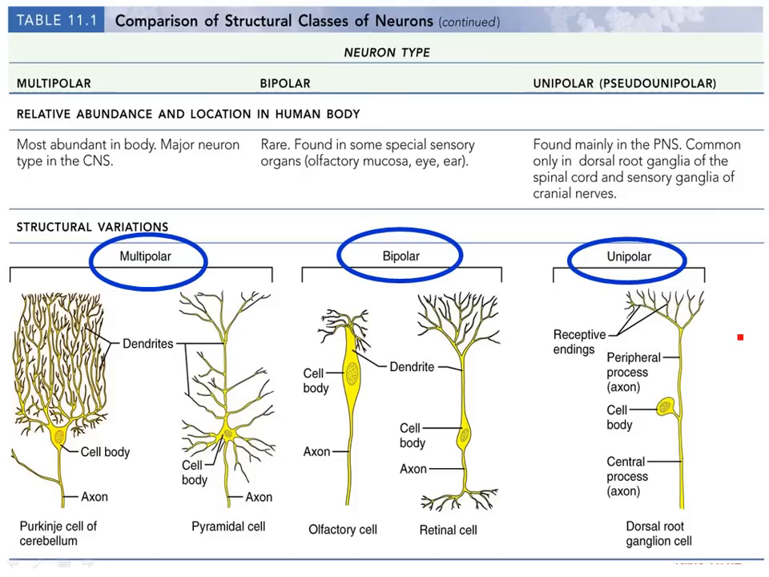If there are exactly two processes coming off the cell body, that's a bipolar. Bipolars are fairly rare. They're found in specific sensory organs, the eye, the ear, the olfactory mucosa, but they're pretty rare except in those spots. Then lastly, we found the unipolars, one process coming off the soma. Those are the sensory neurons, so they're primarily peripheral nervous system. Their cell bodies are in a specific place of the spinal cord called the dorsal root ganglion.